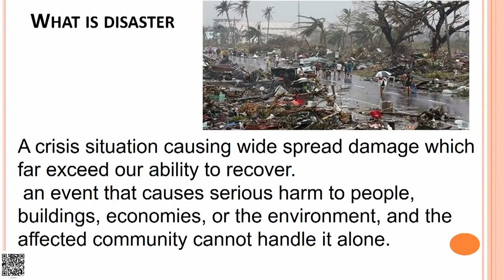Now, first we will talk about what disaster means. We will define disaster as a crisis situation causing widespread damage which far exceeds our ability to recover. Another way we can define disaster is an event that causes serious harm to people, buildings, economies and or environment, and the affected community cannot handle it alone.